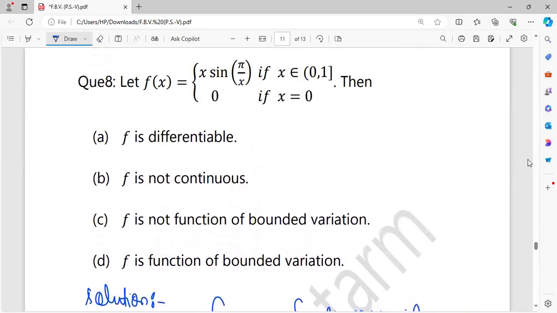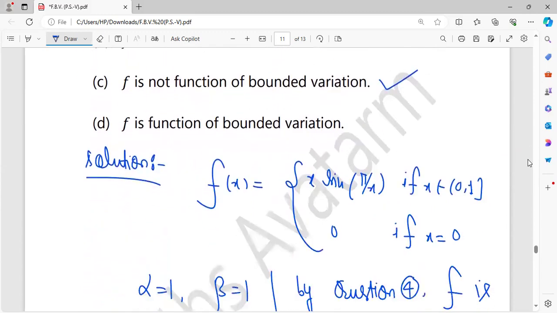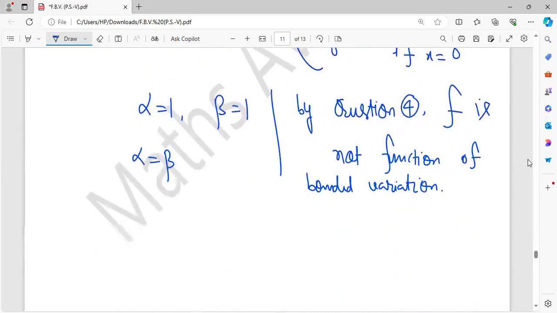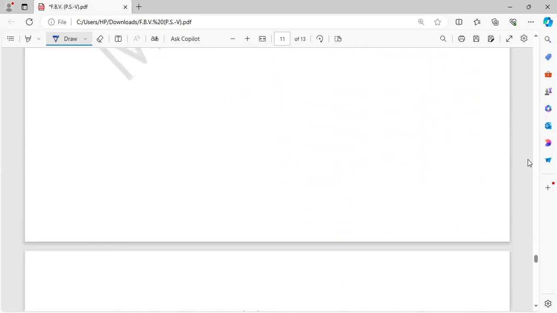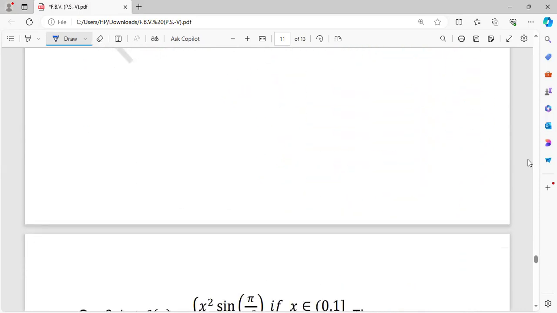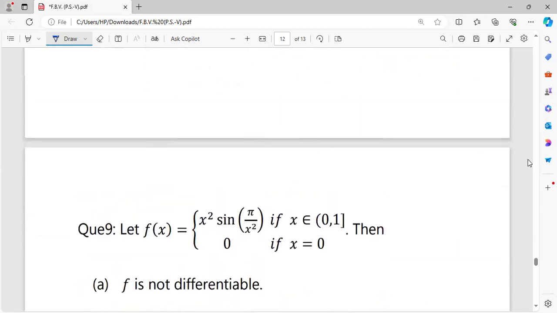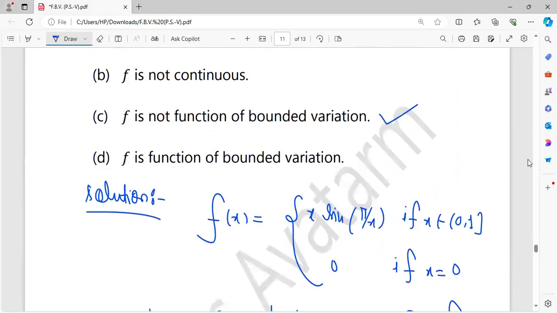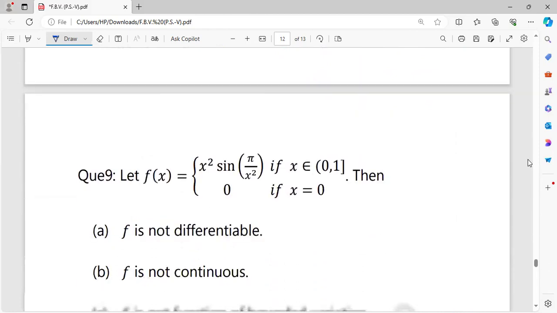We have done all such questions already, but now we are solving this question by a short trick. If alpha is less than or equal to beta, then the function is not a function of bounded variation. If alpha is greater than beta, it is a function of bounded variation. That technique we are using here in both cos and sine functions, by question 3 and 4. So in this, option C is correct. Now move to the next question.